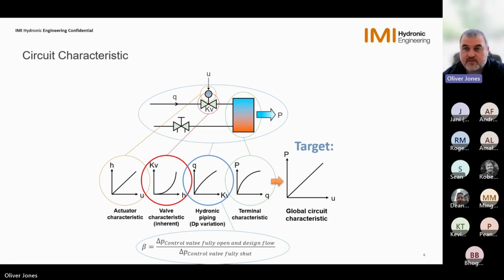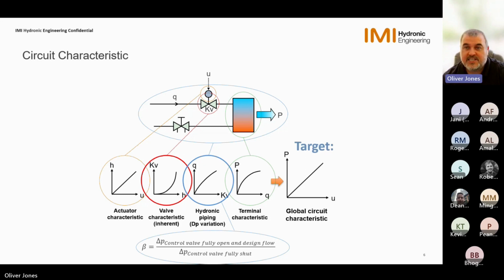Other influence on the system is obviously our DP variations, our hydronic network itself. So changes throughout the system are going to affect how well we can perform and how well we can control. Typically with control valves, we look for good authority, and the authority is measured as a ratio between the differential pressure of the valve being fully open and at design flow over the differential pressure that's being measured across the valve when it's fully shut. This gives a ratio figure that allows you to give an authority to the valve itself.